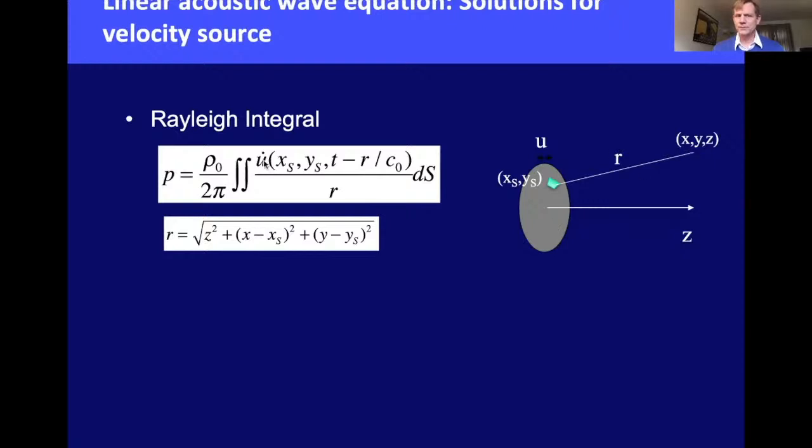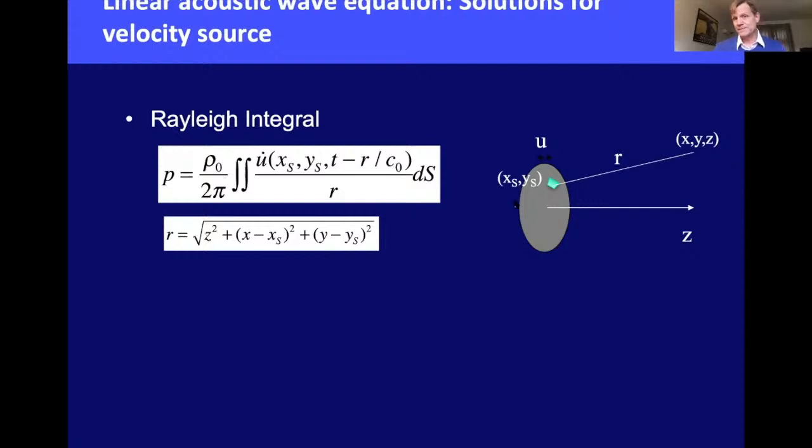So the pressure field is the velocity at that surface. We delay the field by t minus r over c, to allow the wave to propagate from here out to this point here. And we assume spherical spreading, which means we have a 1 over r effect. When you put that into the math, it turns out you need a rho naught over 2 pi scaling factor up front to make everything work out just right. This is commonly known as the Rayleigh integral.